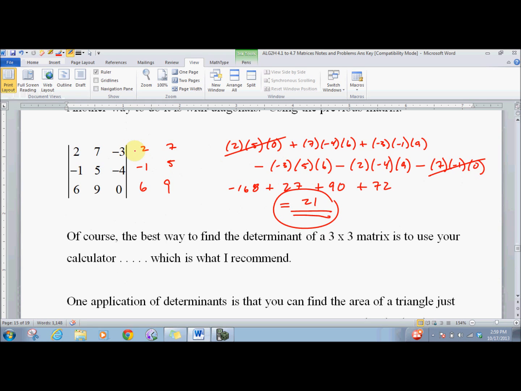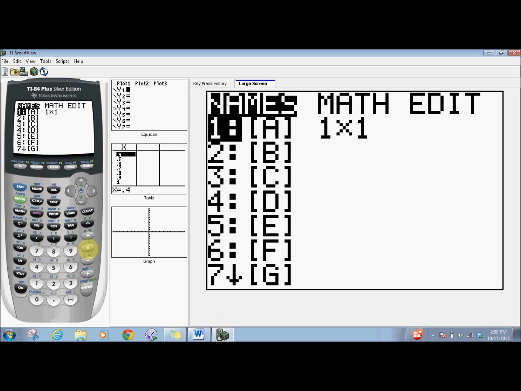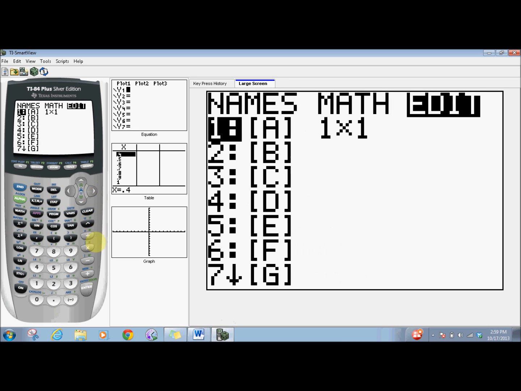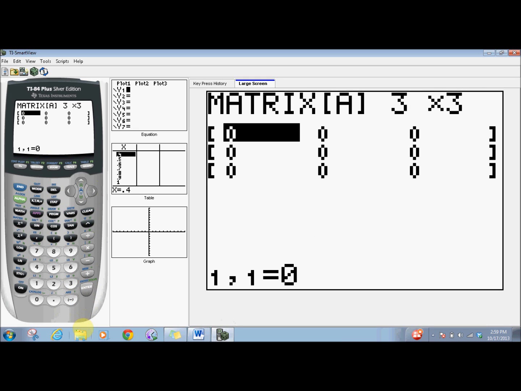And of course, the very best way to find any heavy-duty calculation is to use our calculators. So let's plug it into our TI and see if we get the same thing. Open second matrix. We're below math. We got to go over and we got to edit. We got to say we want a 3, enter, 3 matrix. We got to put the pieces in.